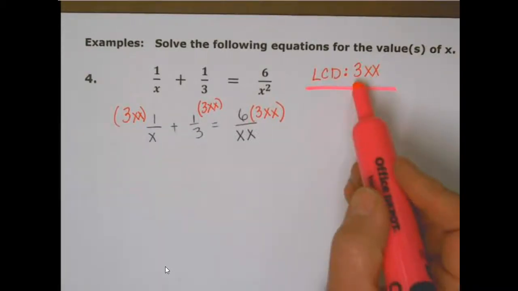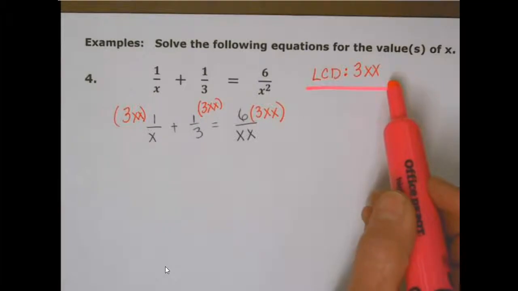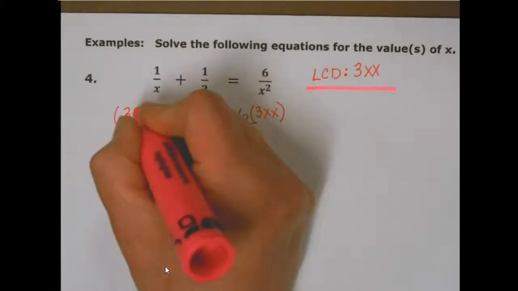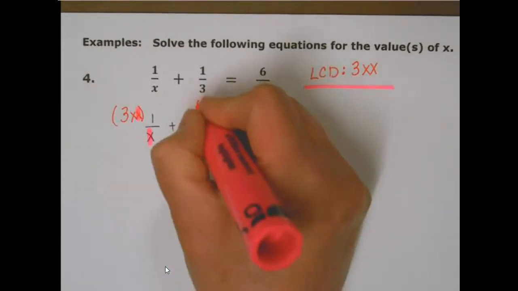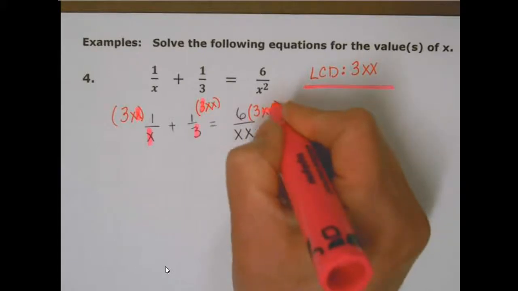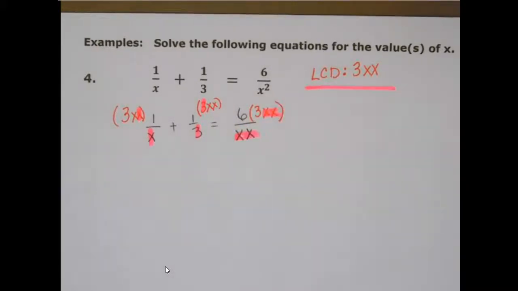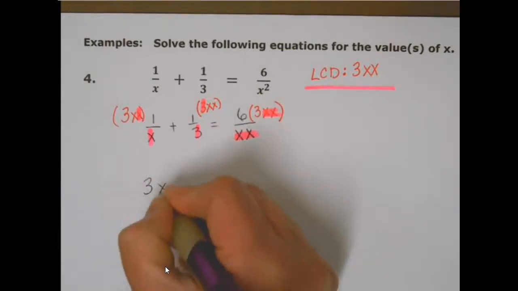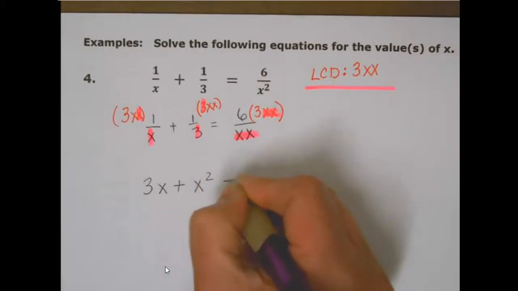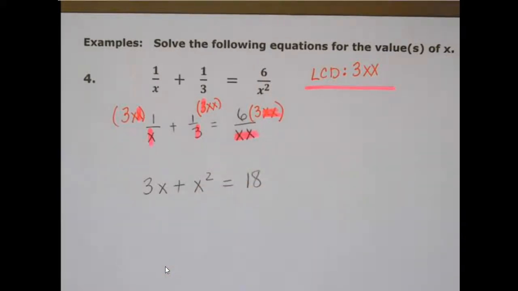The least common denominator would be 3x squared. If I multiply by 3x squared, the x's cancel. In this term, the 3's cancel. In this term, the x squareds cancel. And so I would have 3x plus x squared equals 18. Isn't that what you got when you multiplied first of all by an x, second of all by a 3, third time by a negative x?